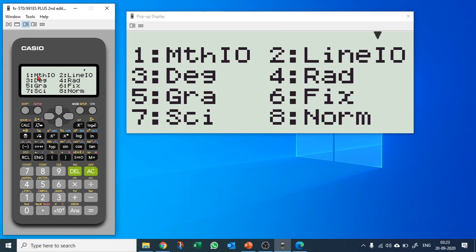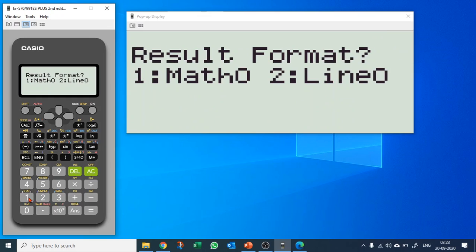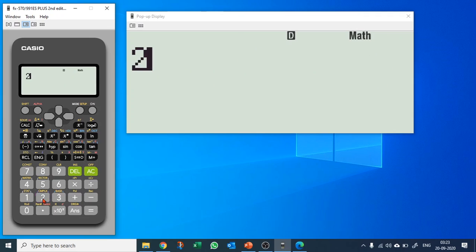So first one is math input output, second one is line input output. What happens when you keep this in math input, math output: you write 2 divided by 3, you see the answer in fraction, or you can type the input also as 2 divided by 3.